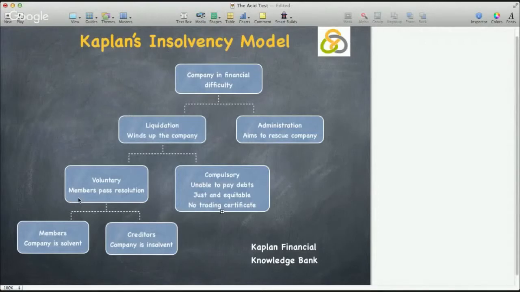Once an administrator is appointed, he or she takes over the running of the company from the directors and is responsible for any decisions to continue or discontinue trading. And he has control over how the company or its assets are disposed of.